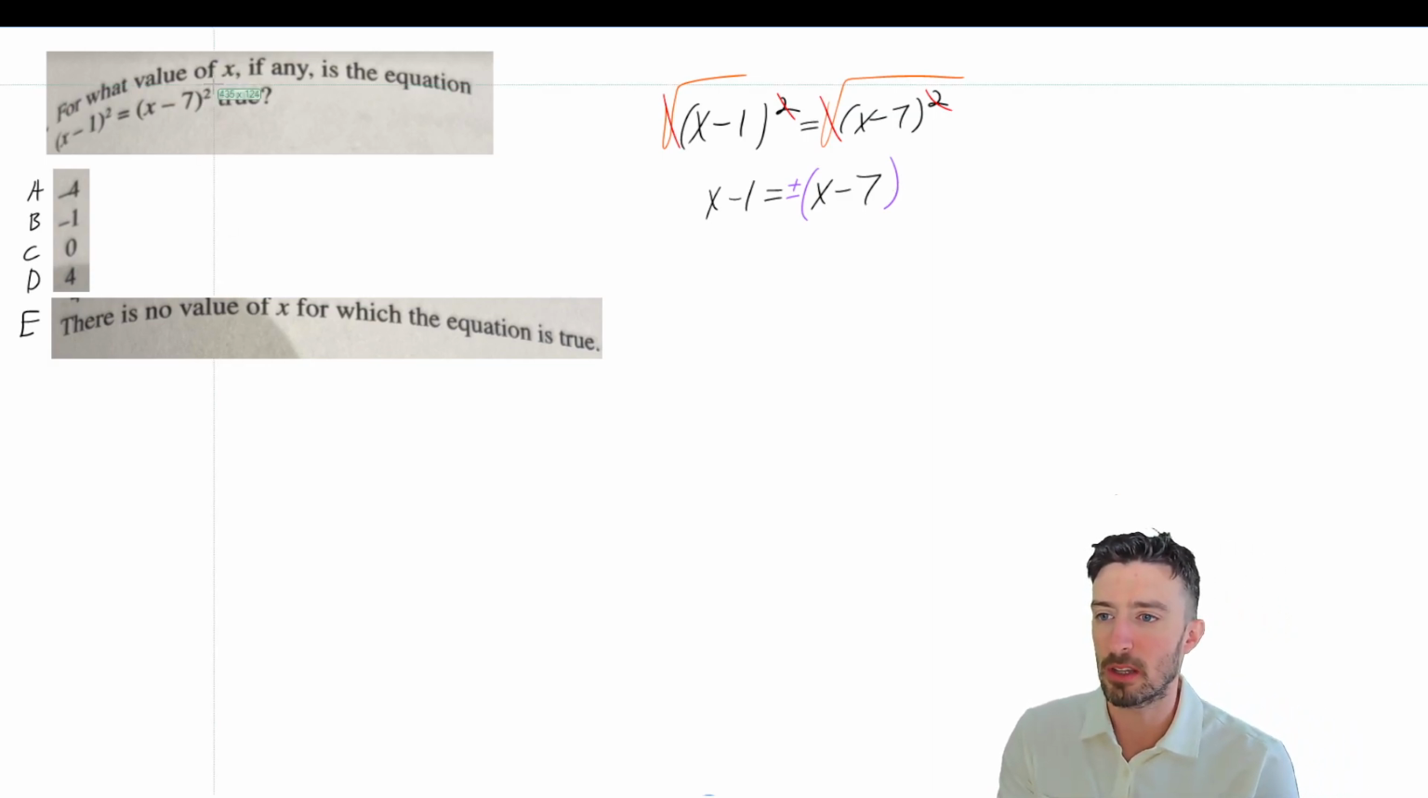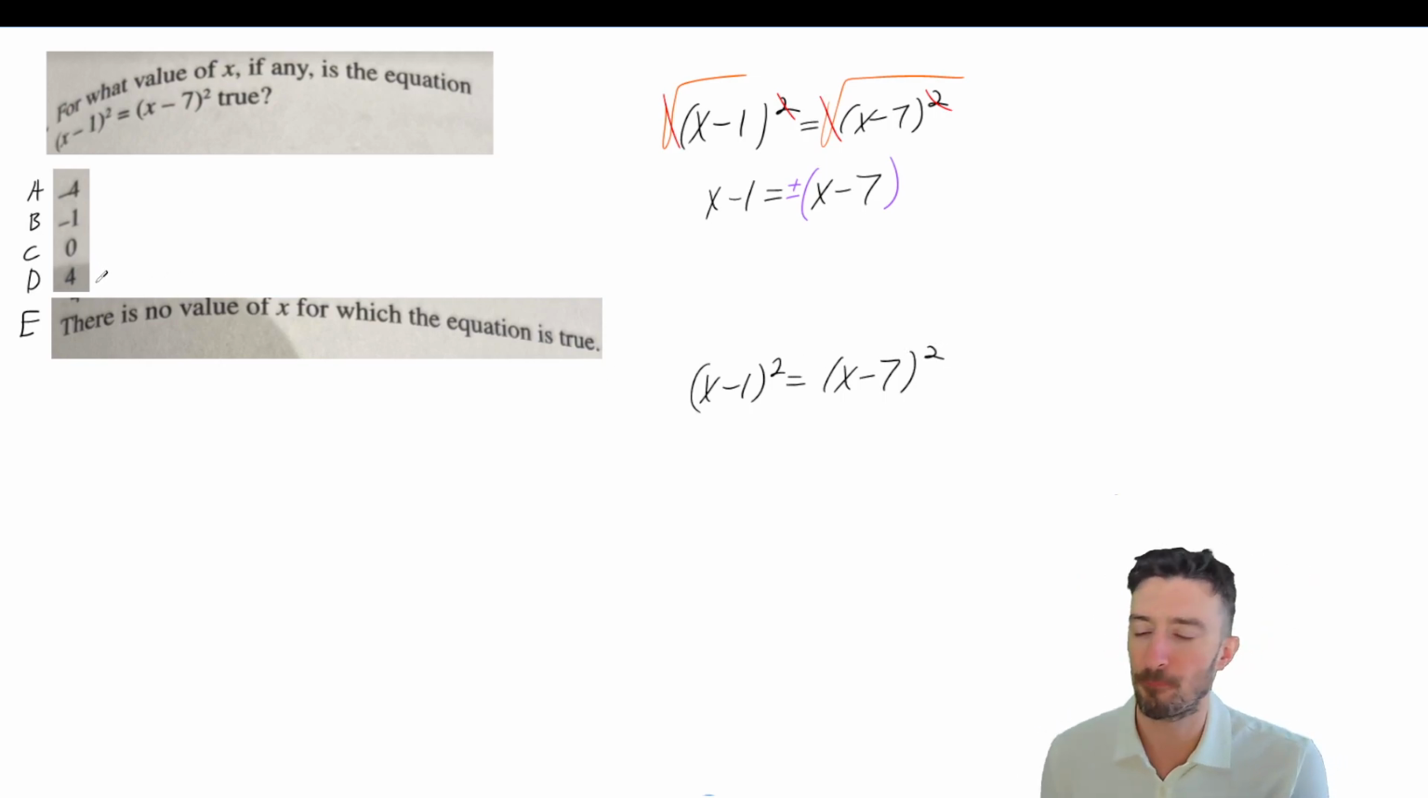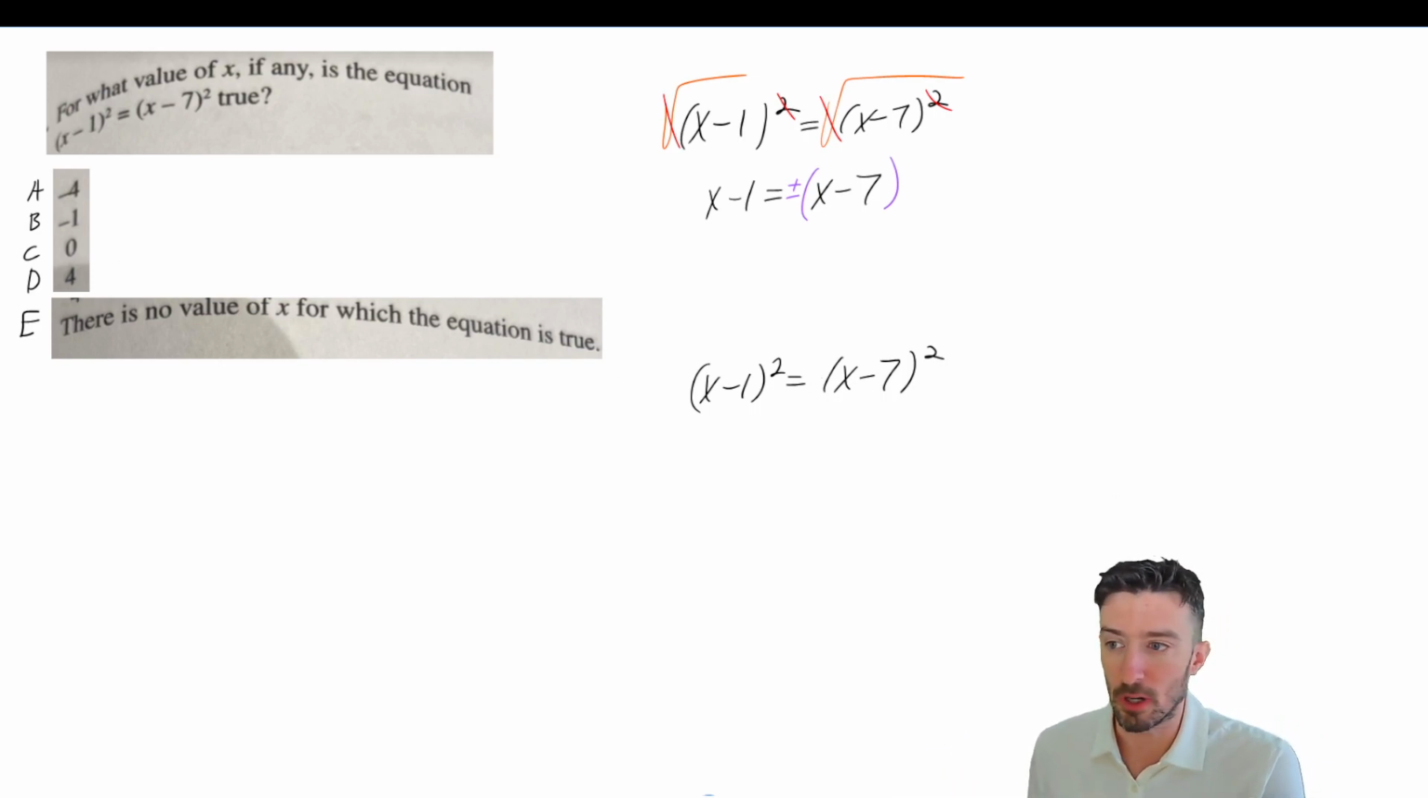However, I would say it's probably a little bit easier just to go back to the original equation and ask yourself what number, if I plug it in here, would potentially work. And let's start with what's probably the easiest number to work with, which would be 0.